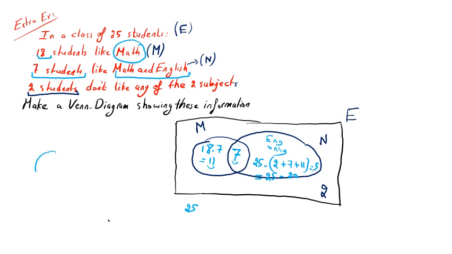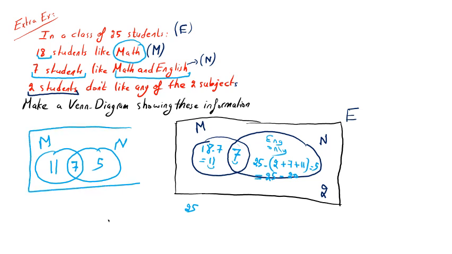Now the Venn diagram will look like this to be clear for you. Here we have 11, here we have 7, and here we have 5. Here is the math, and here we have the English, which is N, and all the students, which are 25 students. 2 students don't like any of the 2 subjects. So if we add 11 plus 7 plus 5 plus 2, the answer is 25 students, and in this way we get the answer correct.